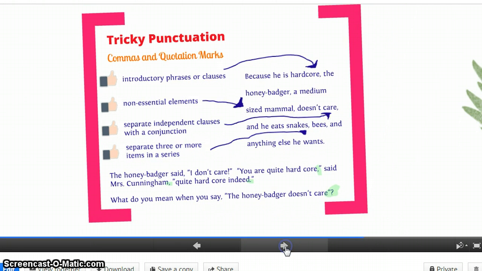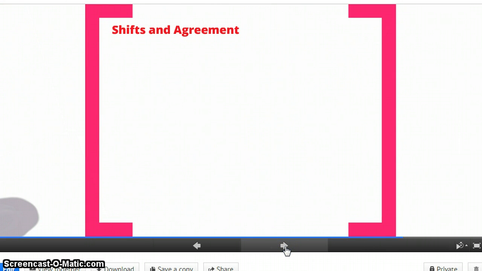All right, so moving on. Shifts and agreement. This can be difficult because there are a lot of rules for it, but basically there are a few simple things you can do to help you with it. So let's start with tense shift. So basically a shift means that you start writing one way and change in the middle of the sentence or in the middle of the paragraph.